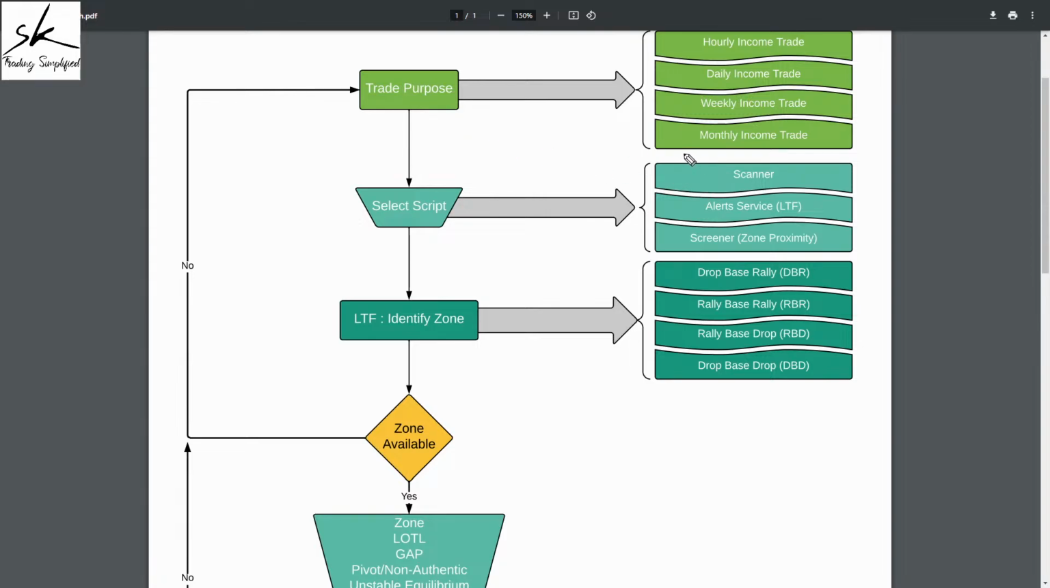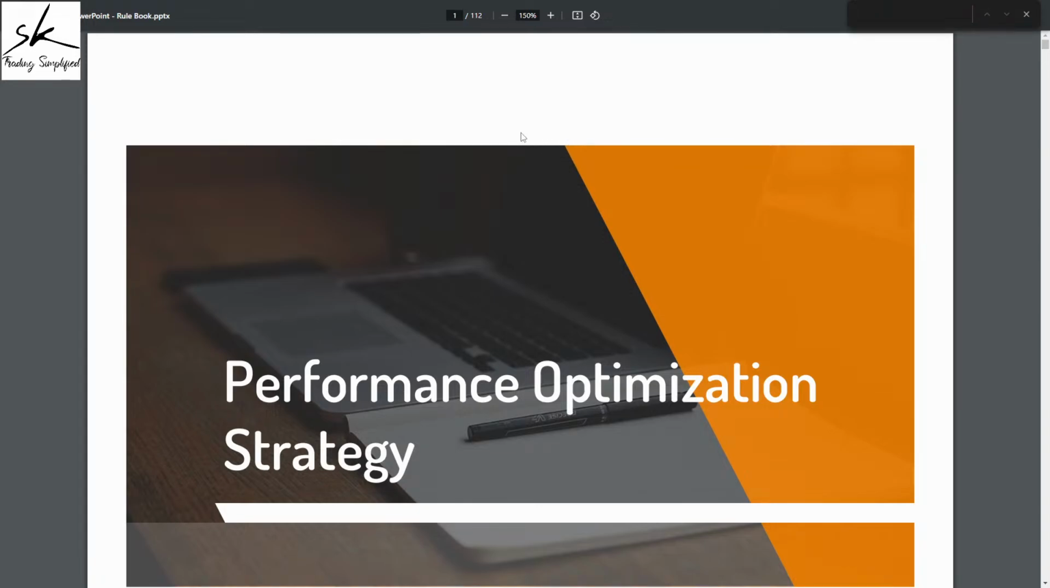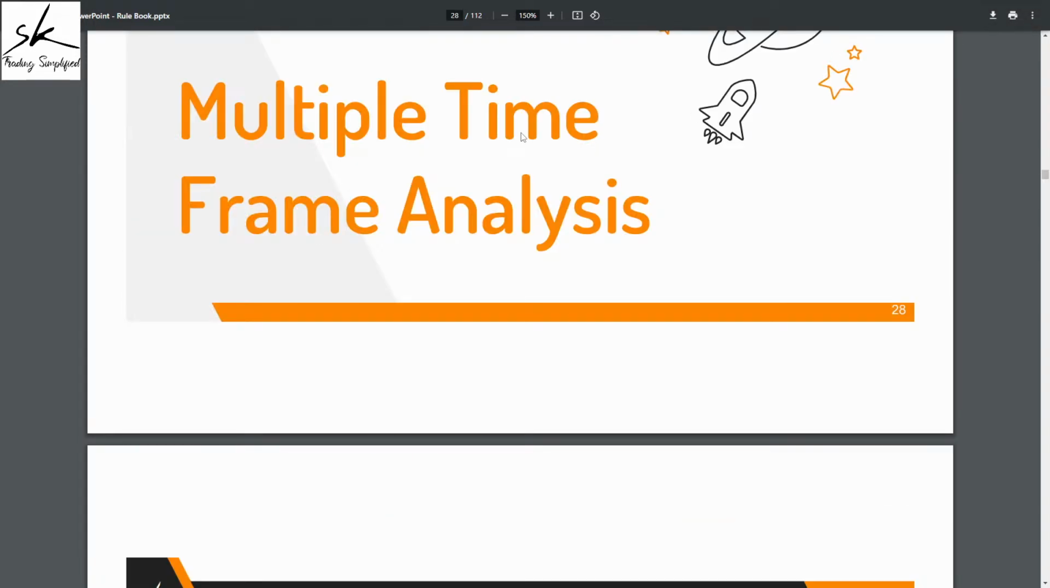So my step one is I need to define my trade purpose, and let's assume I opted I want to plan monthly income trades. Now, once I have selected my purpose of trade, what is going to happen? From the rule book, I'll get to know what time frames I should be using. So if you go to page number 28 in the rule book, we start with the topic that is multiple time frame analysis, because demand supply methodology is not based on single time frame. Demand supply methodology is based on multiple time frame analysis.